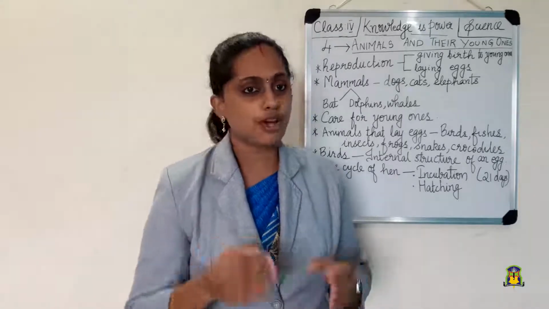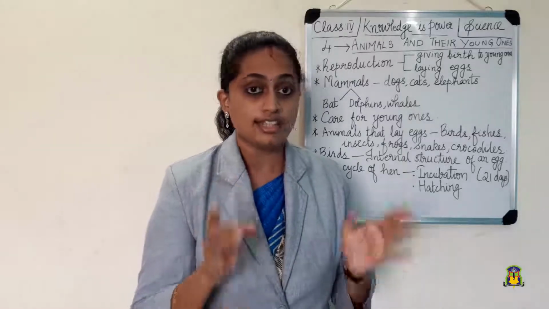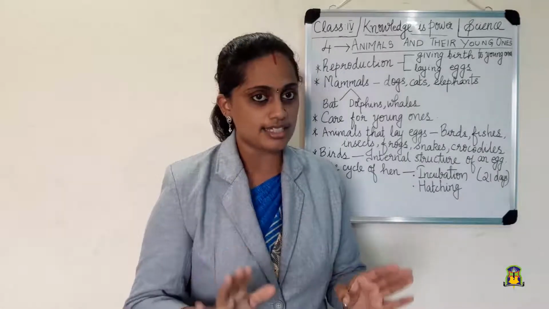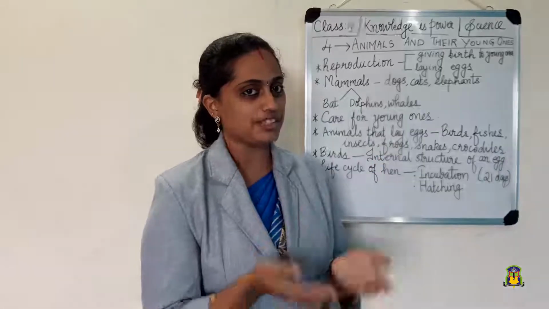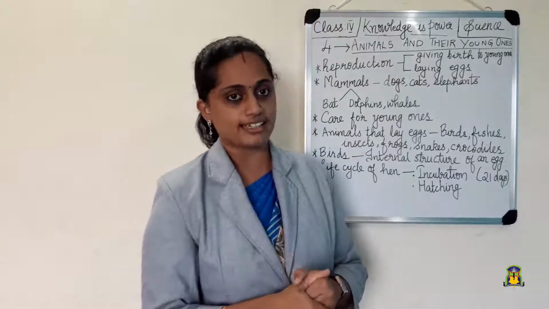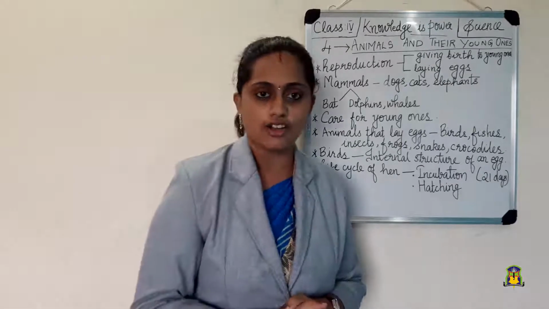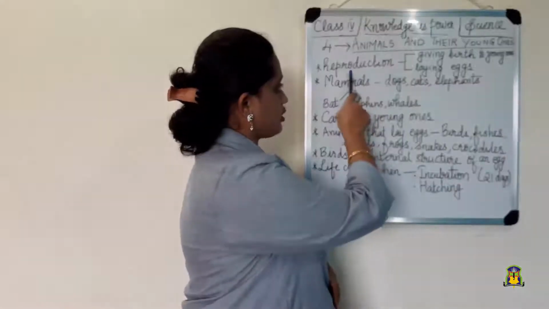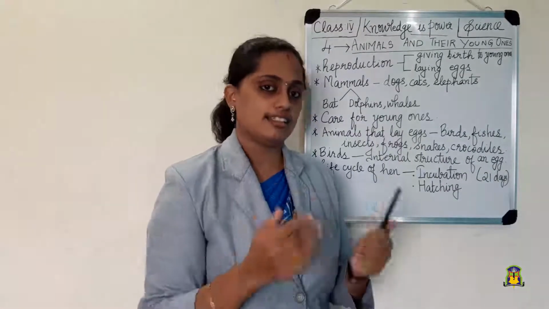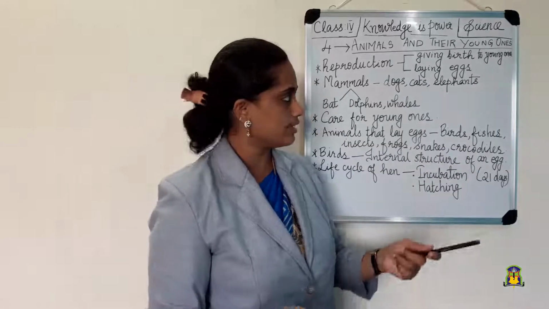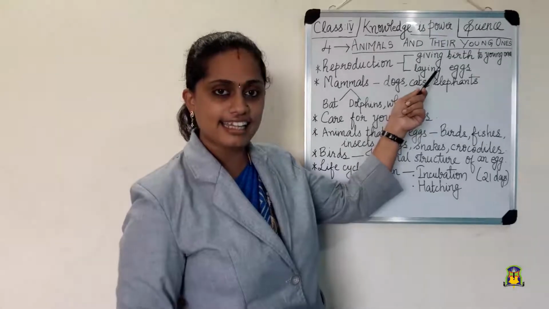So what is reproduction? Can you say now? Reproduction is the process by which animals produce their young ones. Children, it is not only animals. All living things reproduce. In our lesson, we are dealing with animals. That's why we told like that. So the process by which animals produce their young ones is called reproduction. How do they reproduce? Normally, animals reproduce by 2 methods. Directly giving birth to young ones and then by laying eggs.